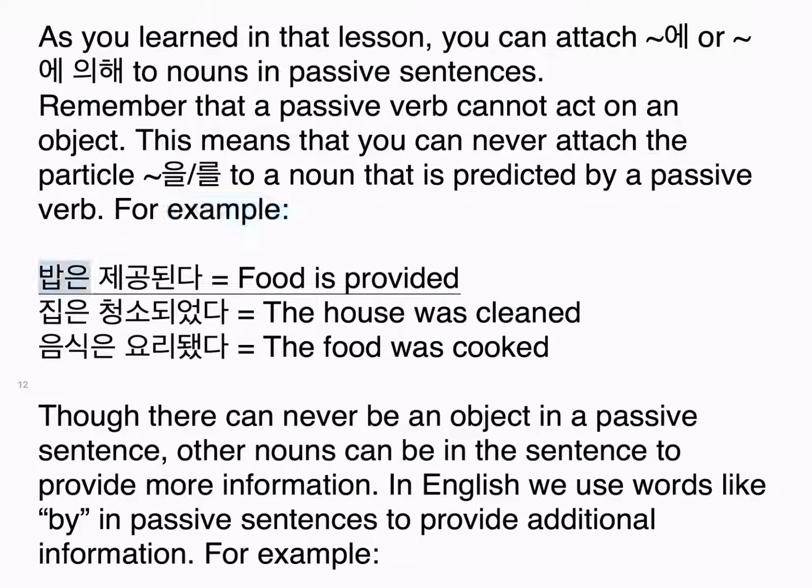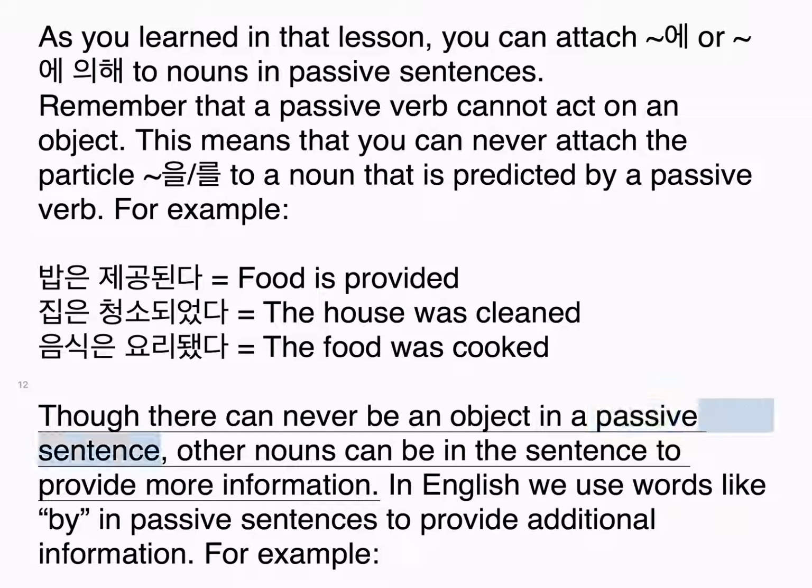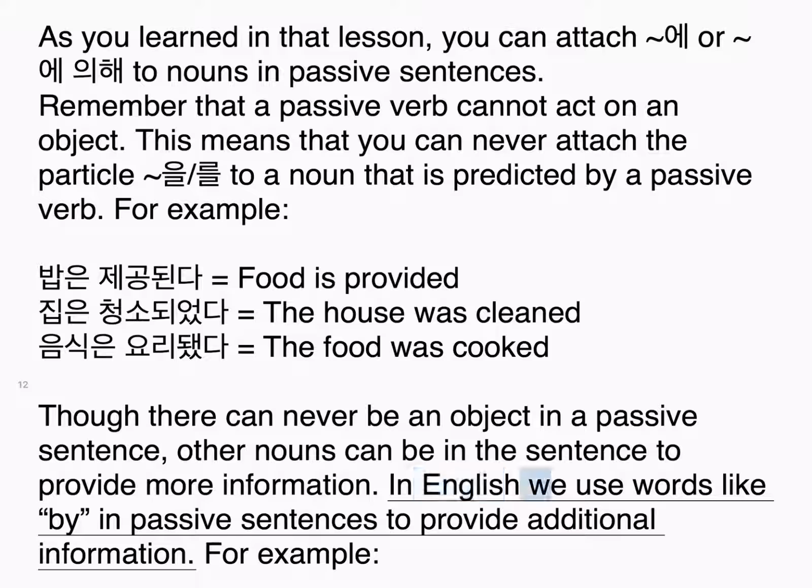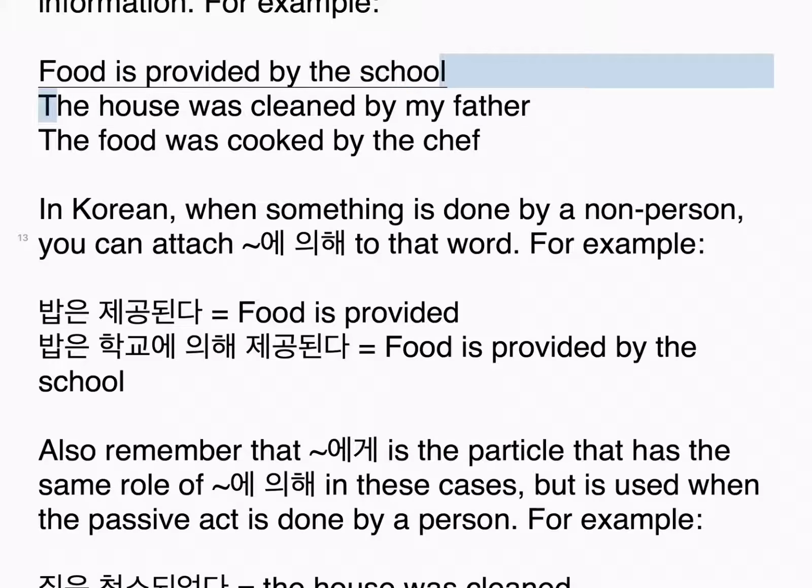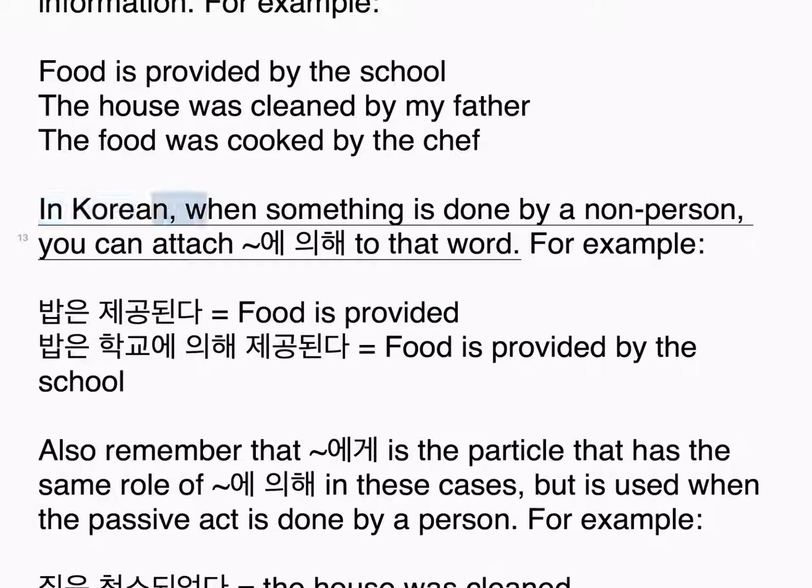For example, 밥은 제공된다, food is provided. 집은 청소되었다, the house was cleaned. 음식은 요리됐다, the food was cooked. Though there can never be an object in a passive sentence, other nouns can be in the sentence to provide more information. In English we use words like by in passive sentences to provide additional information. For example, food is provided by the school, the house was cleaned by my father, the food was cooked by the chef. In Korean, when something is done by a non-person, you can attach 에 의해 to that word.